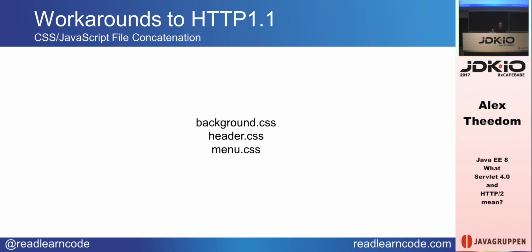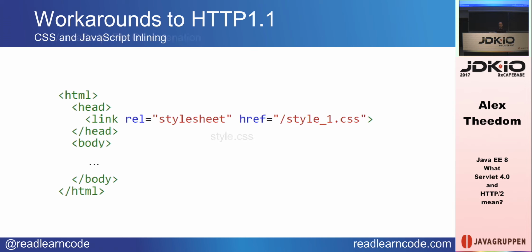So one way is to concatenate your files. For example, you have 3 CSS files. What do you do? You concatenate them all into one great big file. Okay, that works. You had 3 connections, now you have 1 connection. That works from the point of view of creating connections, but it's not really very good design.